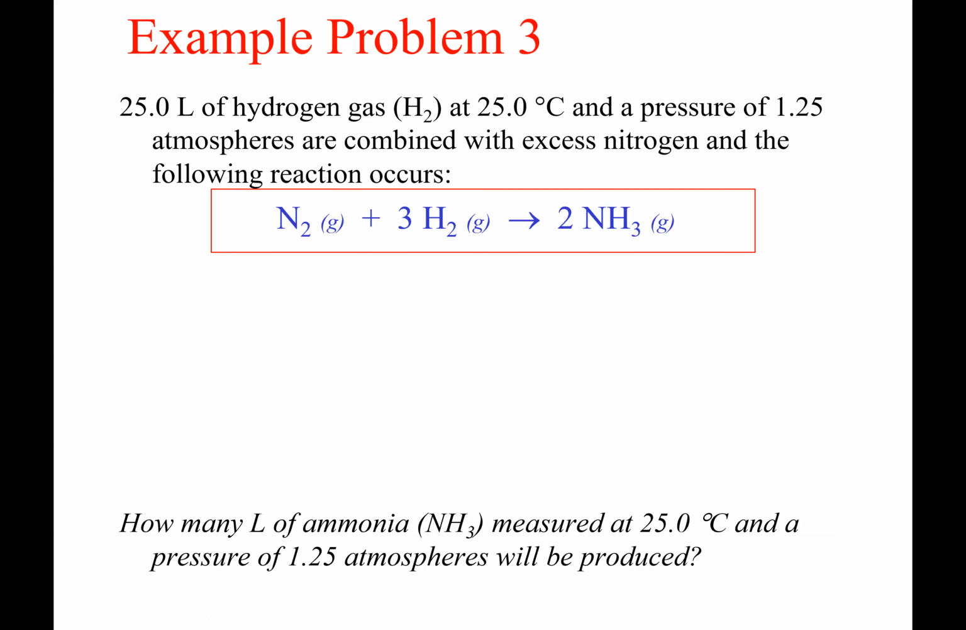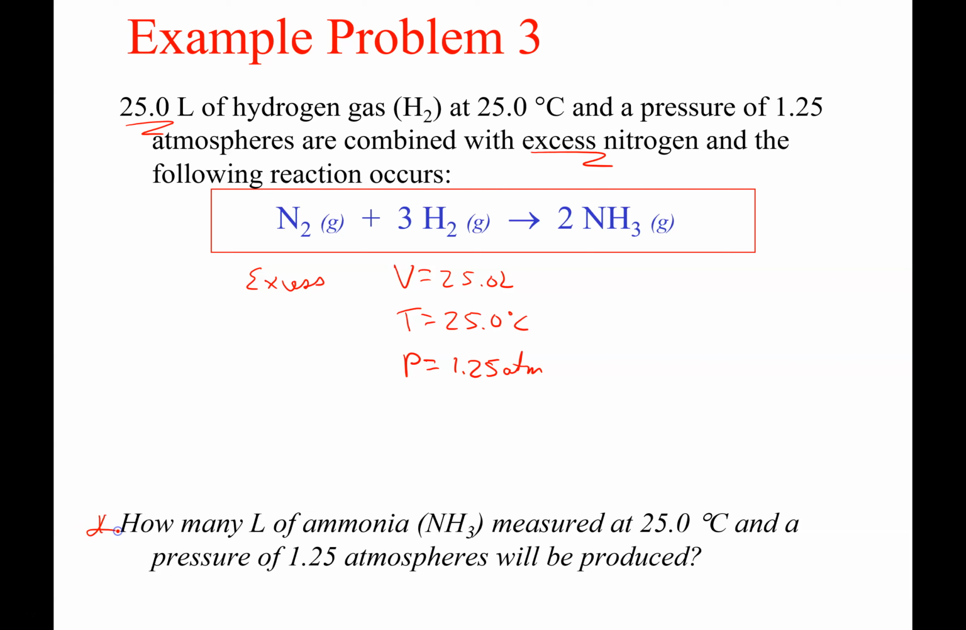So, all right. Notice that for hydrogen, I've got V is equal to 25.0 liters. My T is equal to 25.0 degrees Celsius. And I say to myself, oh man, if I'm using R, or actually even if I'm not using R, I'm going to have to convert that to Kelvin. Pressure is equal to 1.25 atmospheres. Okay, that's my H2. Then it says nitrogen's in excess, and we kind of have an idea of what that means. That means any sort of stoichiometric calculation is going to be based on my H2.